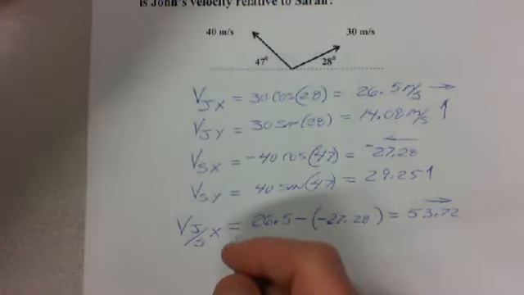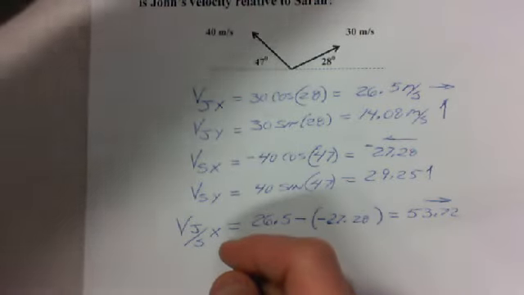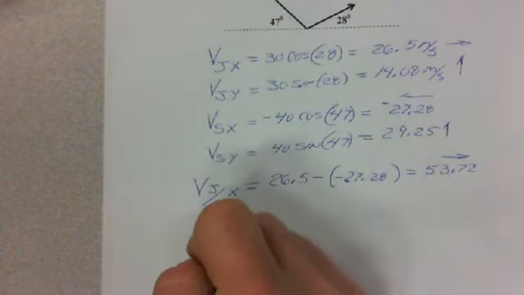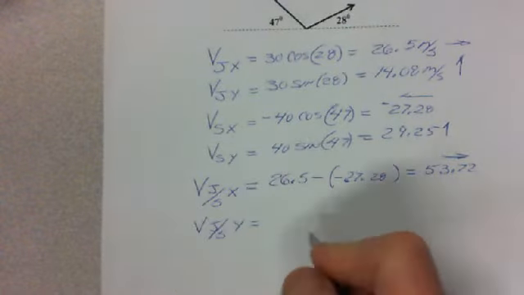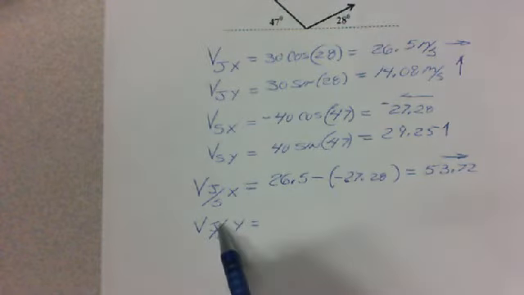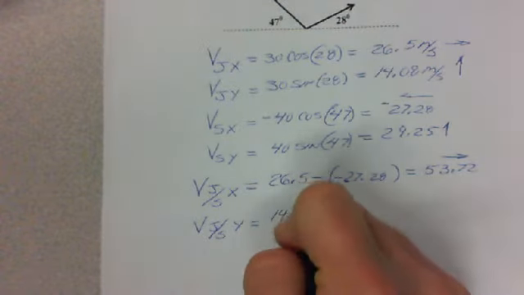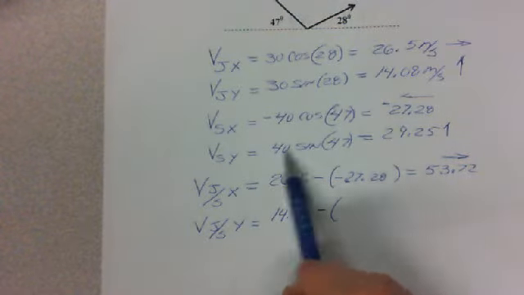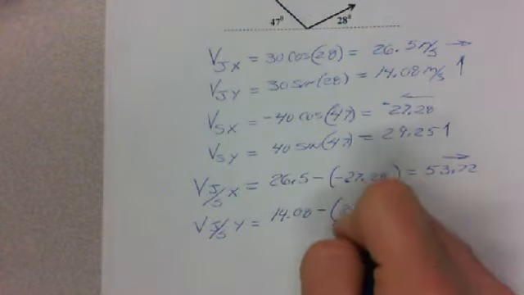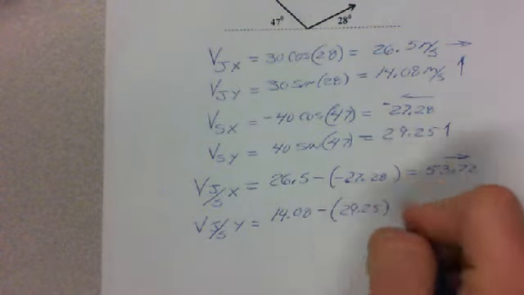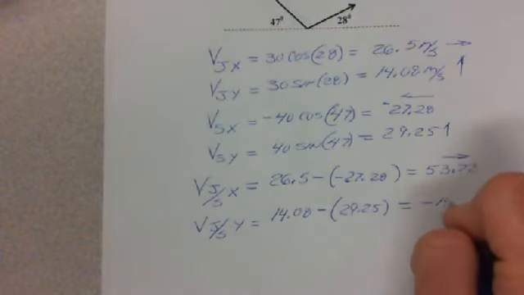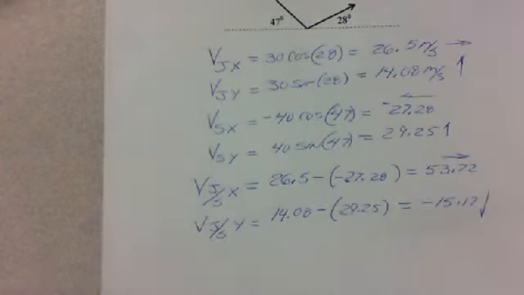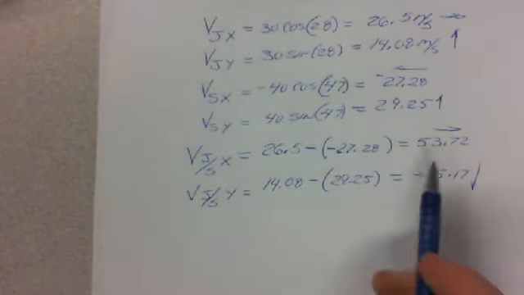Now we're going to do the same thing. Move this out of the way. We're going to do the same thing, and we're going to do it about the y. So the velocity of John with respect to Sarah in the y direction. Okay, first thing I do is I find John's velocity. It's going to be 14.08. Again, I go back and subtract immediately. I'm going to subtract Sarah's y velocity, which is 29.25. When I do that, I will get a minus 15.17. So I'll draw the vector. I'm going down.